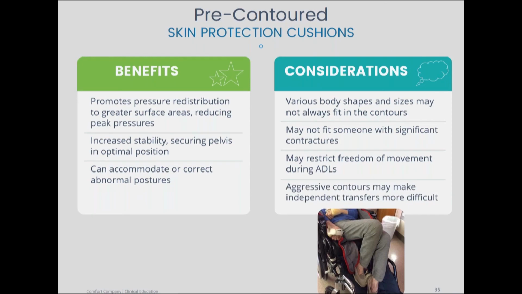And again, those aggressive contours may make it difficult for an independent transfer. So again, if you're dealing with someone that might have some weakness in their trunk or their pelvis, it might make it a little bit more difficult for them to get out of those contours and transfer to the toilet or to the bed safely. And you may be taking someone from an independent level of transfer to maybe a min assist or more.